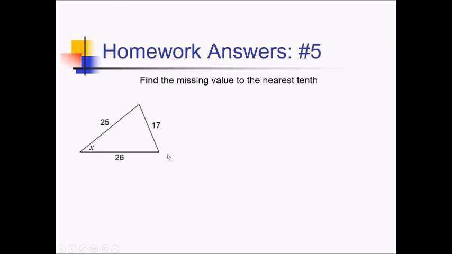For this one, I've got this non-right triangle, or at least I don't know for certain if it's a right triangle or not. Probably isn't. I'm looking for an angle. I've got all three sides. So this is law of cosines staring us in the face here. So I'm going to use the version that says cosine of c, because I'm looking for an angle. Cosine of c equals a squared plus b squared minus c squared over 2ab.